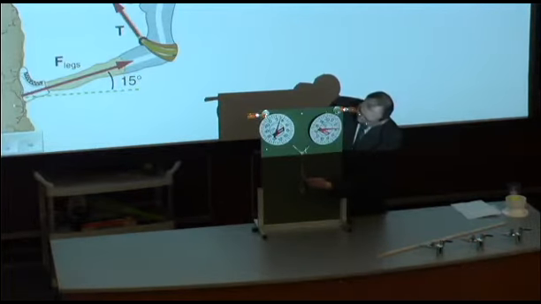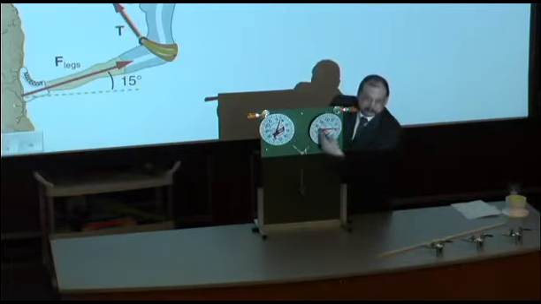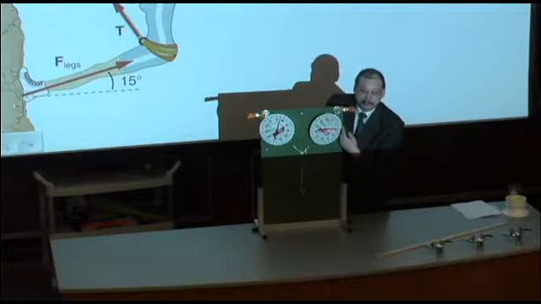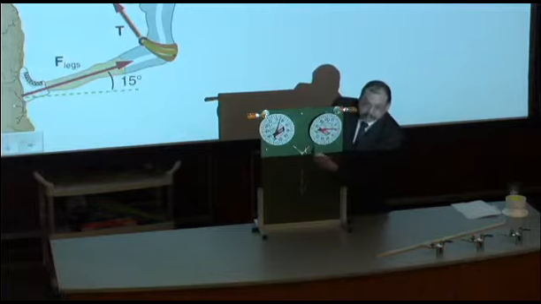5 newtons here, but what do we read? Does it look like 5? What do we read here? Does it look like 5? Why? Because of those angles.